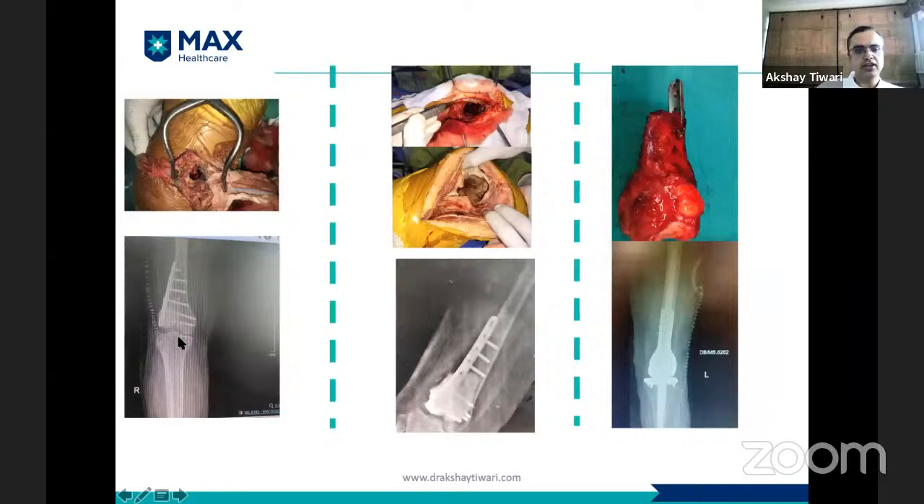On the left, a curettage, cementing and fixation. The middle, again, curettage and cementing, with the surgeon and the patient fully aware that the risk of recurrence is a little higher. And the one on the side was treated with resection and a prosthesis.